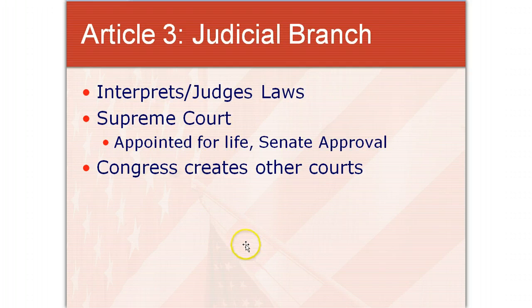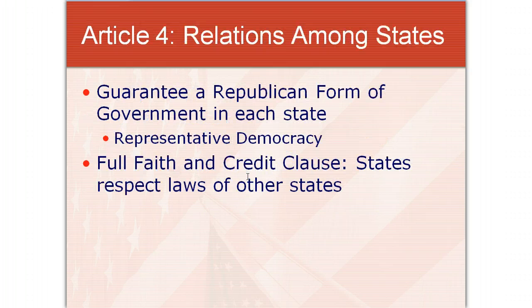Article 3 is the judicial branch, whose responsibility is to interpret or judge the law. The only court mentioned in the judicial branch is the Supreme Court, and it says that they are appointed for life with Senate approval. And then it tells Congress to create the other courts because they didn't really know how many other courts they would need. Moving beyond the branches of government in Article 4, which deals with relations among states.